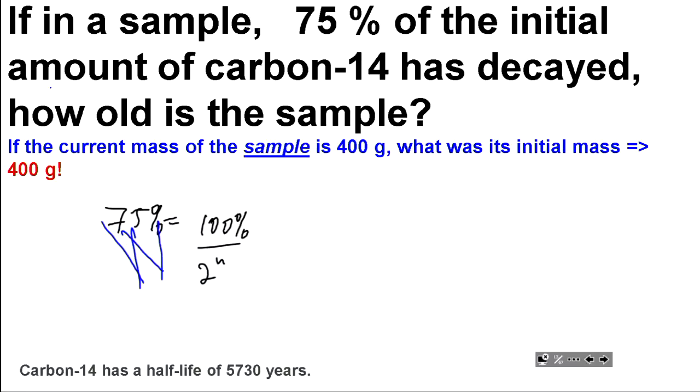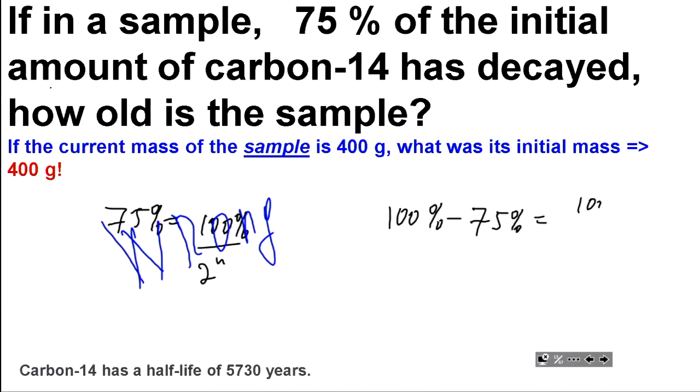What is wrong? 75 is wrong. How do we fix it? Well, if 75 decayed, we have to use the amount which still is in there, the remainder. So this is our equation, 100%.